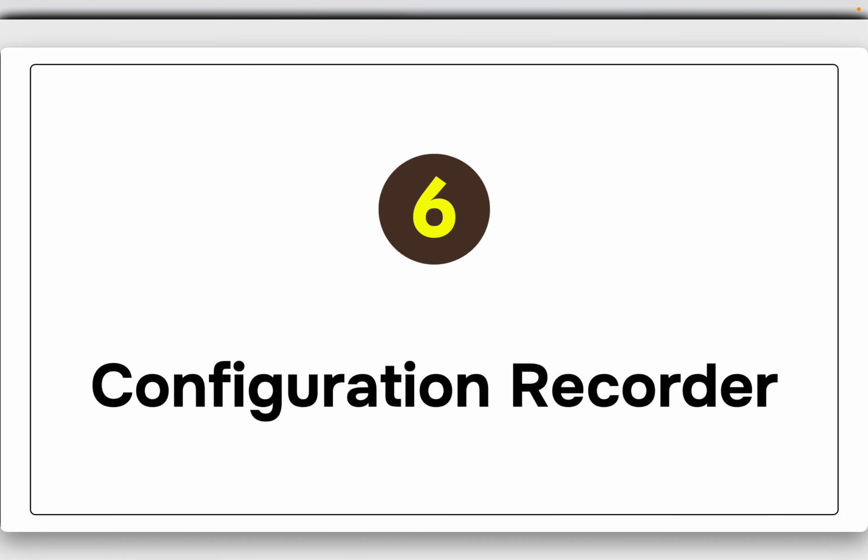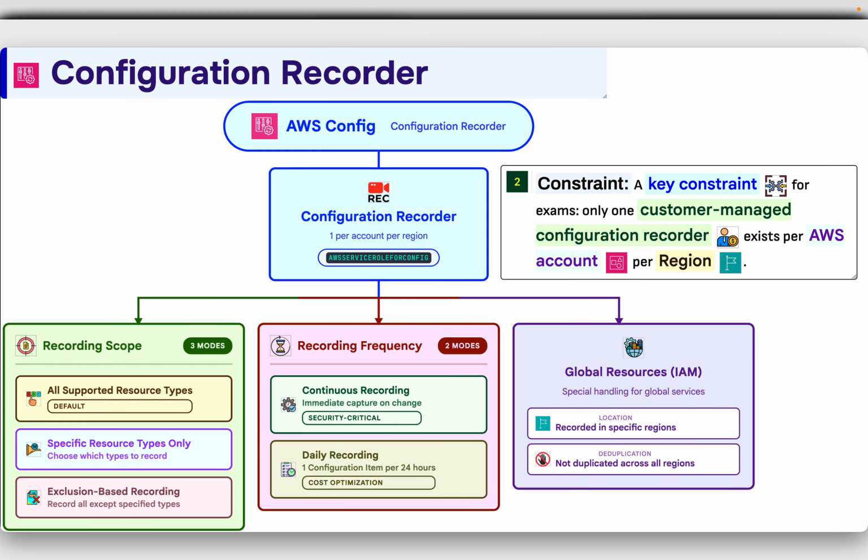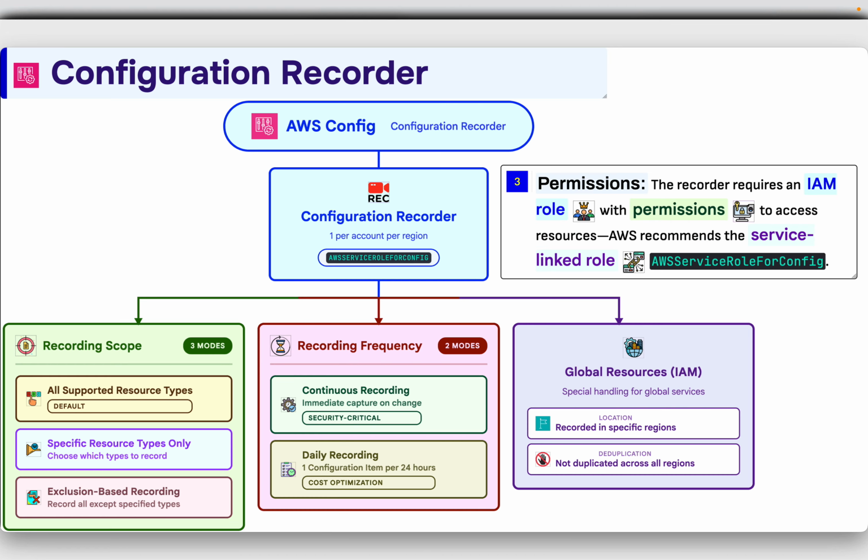Sixth topic is configuration recorder. The configuration recorder stores configuration changes as configuration items. A key constraint for exam is that only one customer-managed configuration recorder exists per AWS account per region. The recorder requires an IAM role with permissions to access resources. AWS recommends the service linked role, and the name of the role is AWS service role for config.